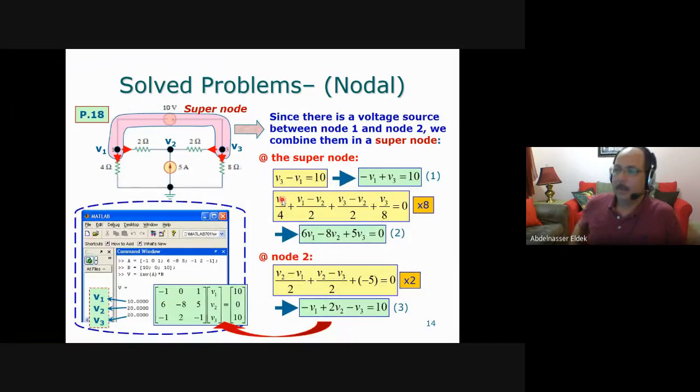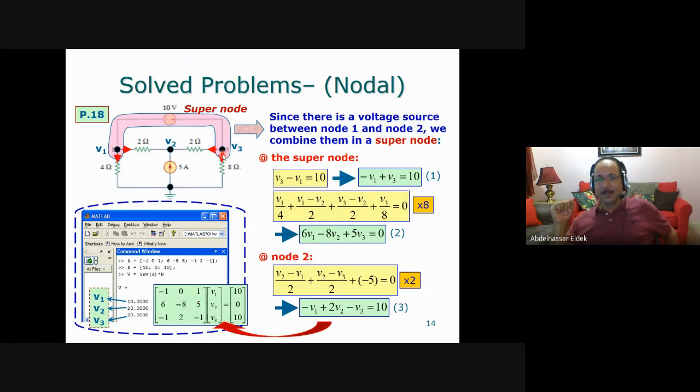Okay. Next part here is about the supernode. Supernode, which is something simple. Sometimes people get scared when they hear "supernode." It's not something difficult. It's very easy. Assume that you have this example where you have a source like this, 10 volt between V1 and V3.